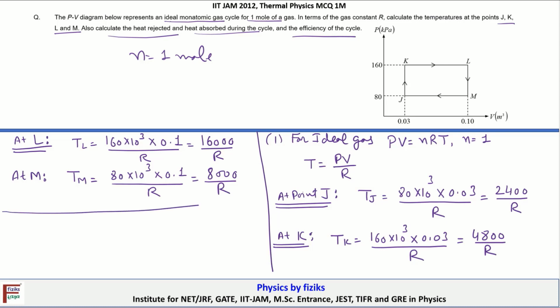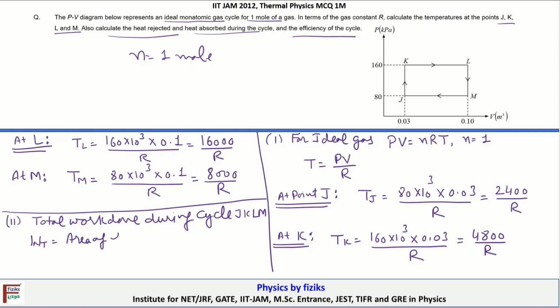Okay, now we have done one part, and in order to calculate the efficiency, we need to evaluate the total work done during the complete cycle. Let me call this part 2. So the total work done during cycle JKLM is equal to the area bounded by this curve. So W, the total work done, is equal to the area of loop JKLM.